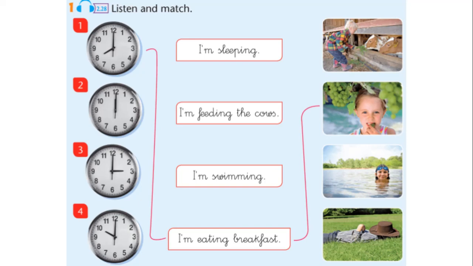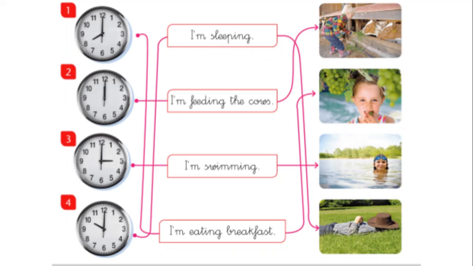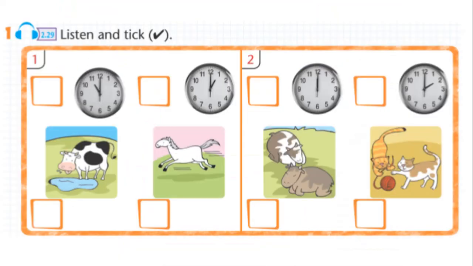Good job! Let's check the answers. You can pause here to check. How did you do? Now we are going to listen to another audio. You're going to listen to tick the correct clock and the correct animal in each box. Let's listen.